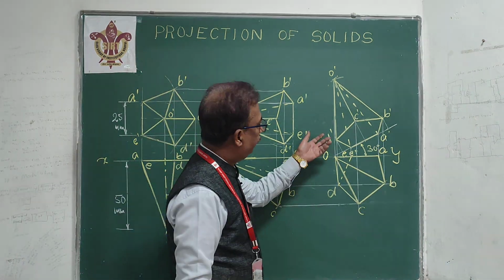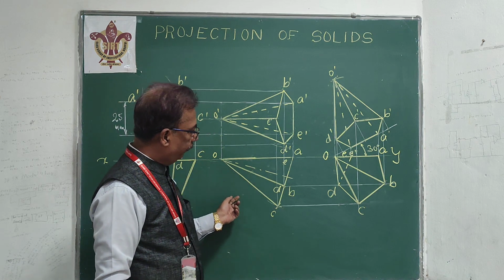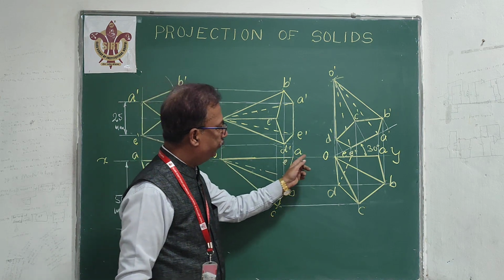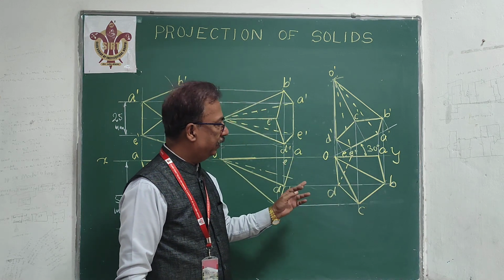Okay students, so we already copied the figure. Now I have to draw the top view. So from top view I have drawn the locus. As you know that O, A and E, 3 points will be on the XY line. So one projector, then second locus, then third locus.